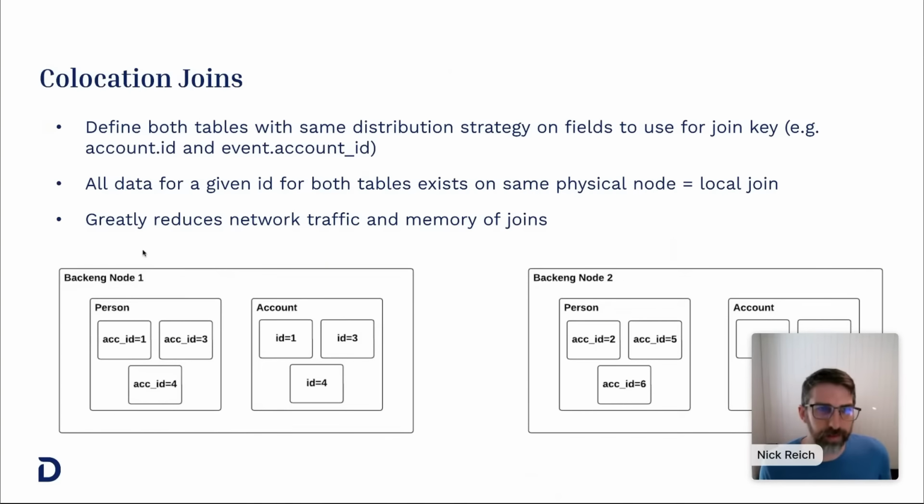So you can see in this simplified example, I've got two backend nodes and two tables. Both are distributed by the account ID on both of the tables. And so everything with account ID 1 in the person table and account ID 1 of the account table exists on the same node. And the same thing for backend node 2 with the IDs that it holds. And so all the data for those joins stays local and doesn't have to be distributed across nodes, which can have really big performance benefits.